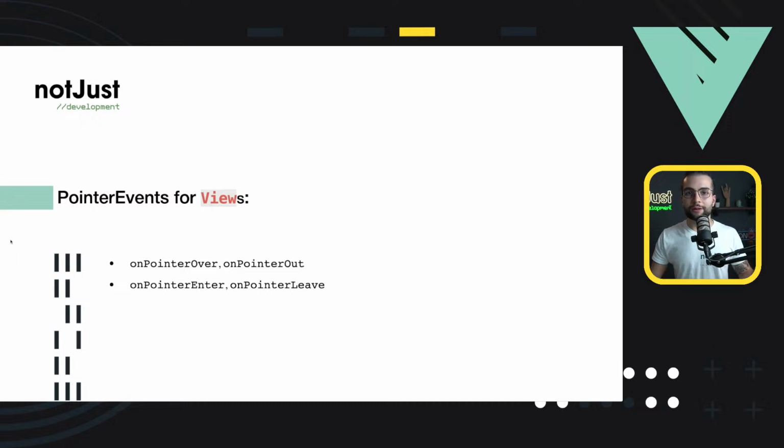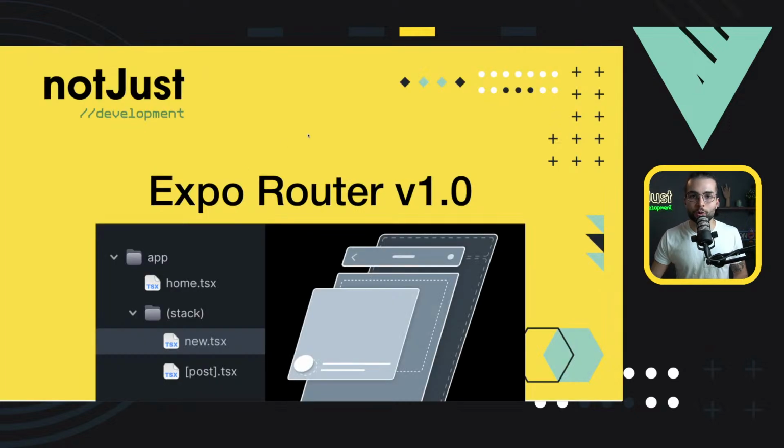Those are the most major updates that are coming from React Native 0.71. I'm going to talk about other important updates a bit later, but the next one that I want to cover is Expo Router version 1. Expo SDK 48 includes Expo Router by default and adds first-class support for it.